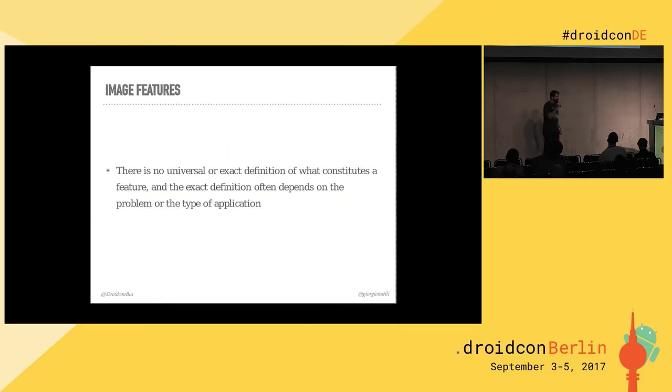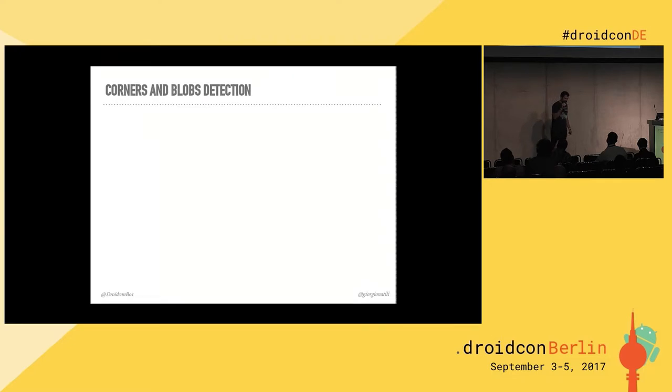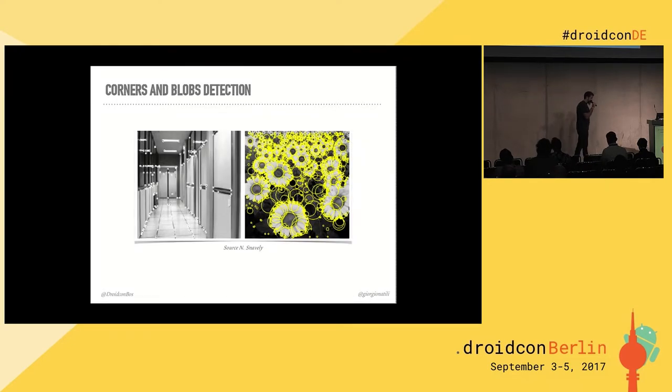So there is not an exact definition of image features, because the definition depends on the problem and the type of application that you're trying to implement. You can search for corners, you can search for blobs, you can be interested in edges, and so on. For instance, here we have two images. The one on the left is the representation of corner detection, and the one on the right is the representation of blob detection. These are two features that you can get out of every single image.